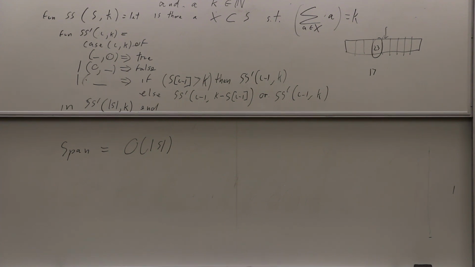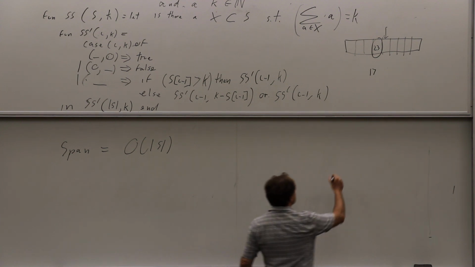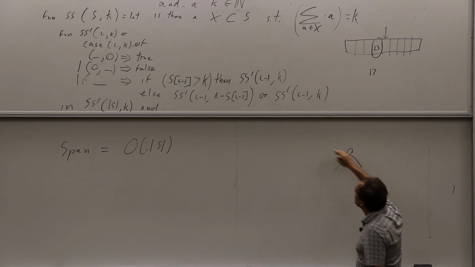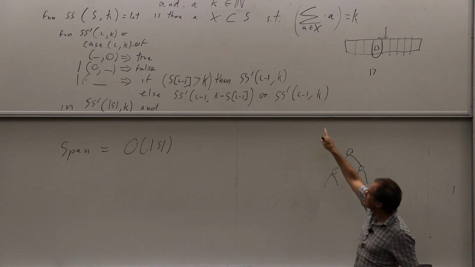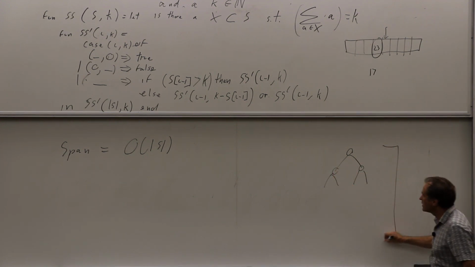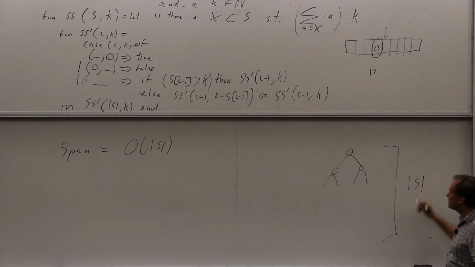Again, you can view this as if you wrote this out as a recursion tree, it's going to be exponential size because we're making 2 function calls in this second case, and this whole thing is going to be size of S deep. So if we don't take advantage of sharing, we're going to be in big trouble. It's going to be exponential work.